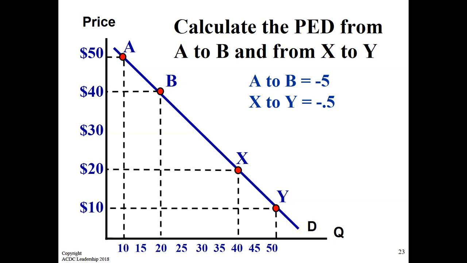I'd like to get more boards so I can show it to you slowly. Okay. So that would be -5. It's an absolute number. It's 5. If it's greater than 1, it's elastic.